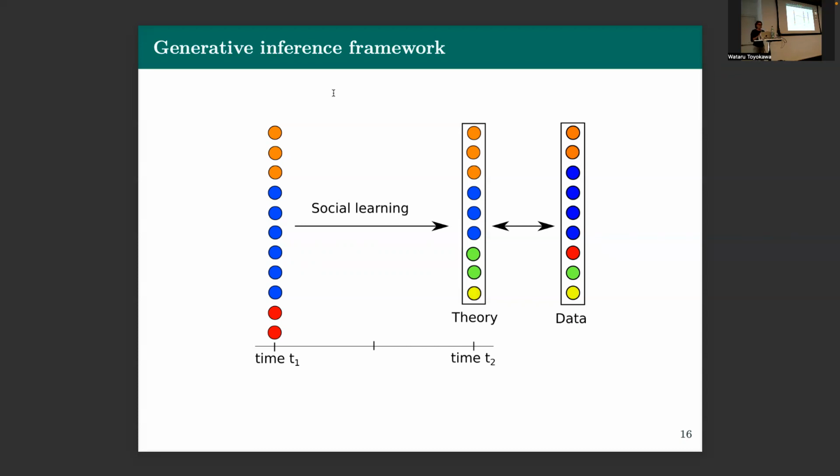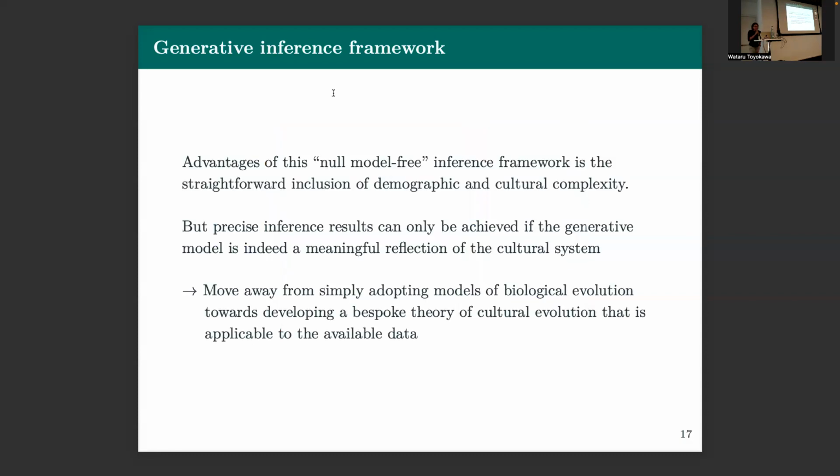However, in order for that to work, we have to put a lot of work into putting together the generative model, because it's inference based on a model. If you get the model wrong, of course, the inference is going to be wrong. So the advantages of this kind of null-model-free inference is the straightforward inclusion of demographic and cultural complexity. In some sense, we can try to replicate the system we are seeing.